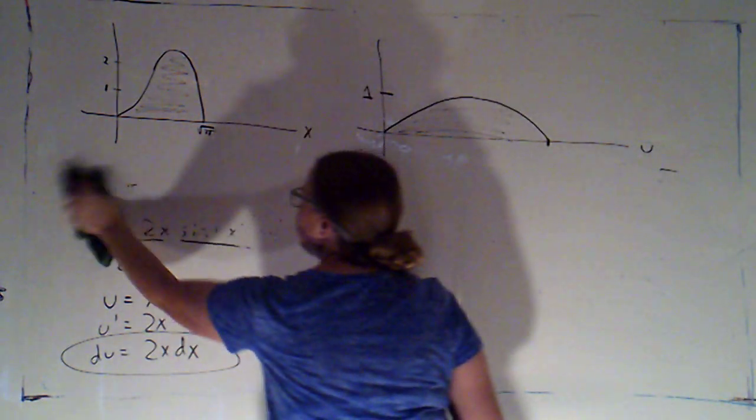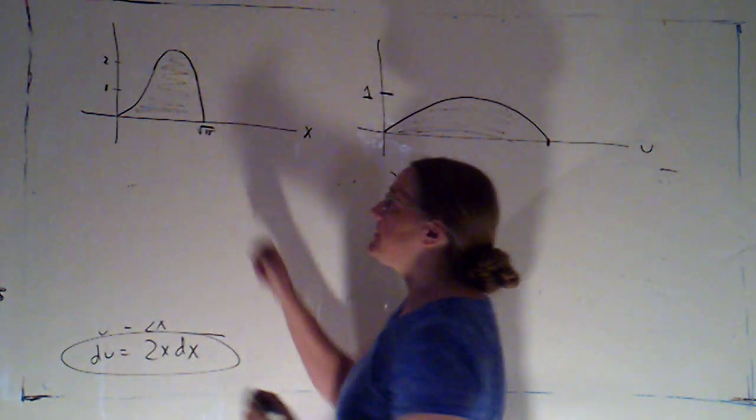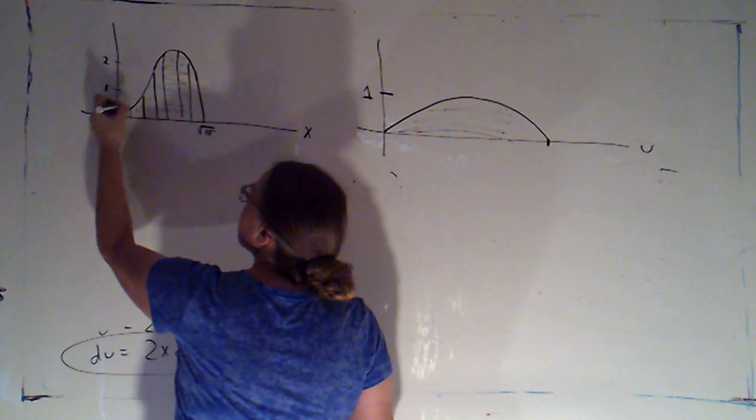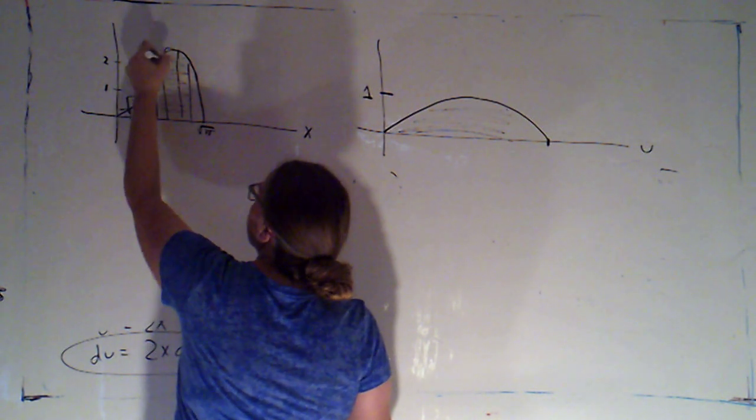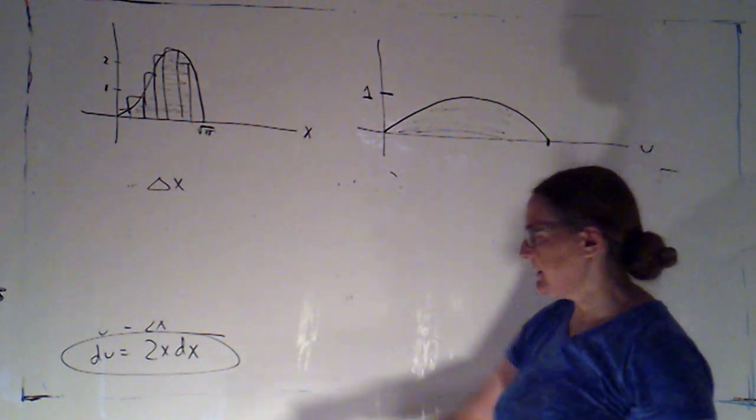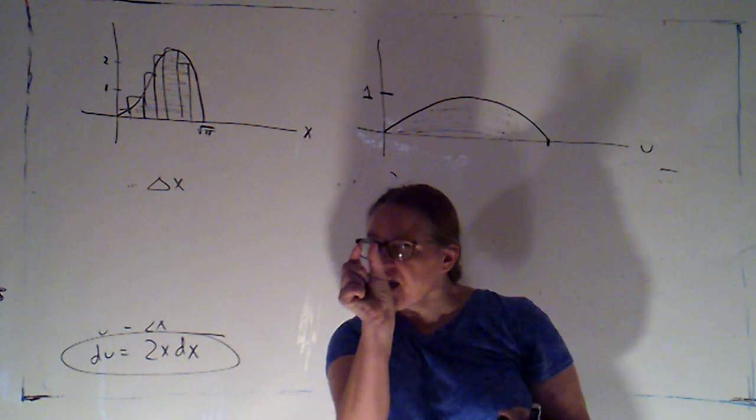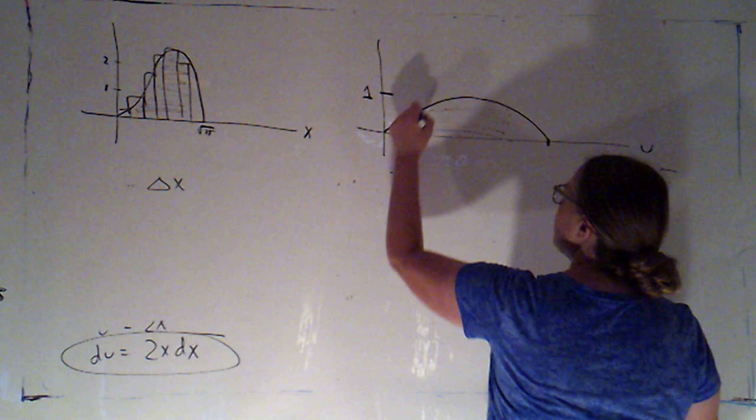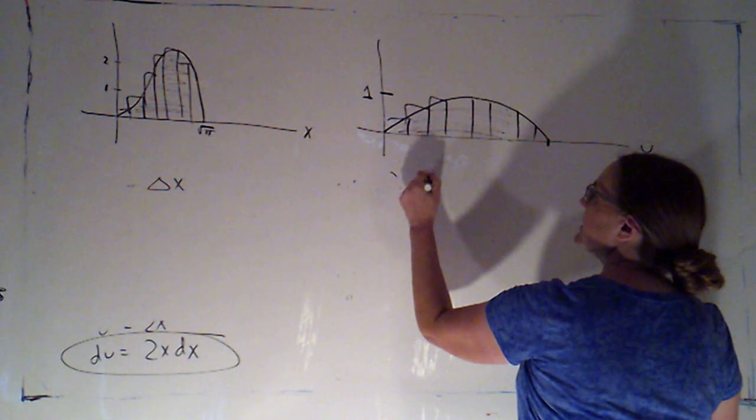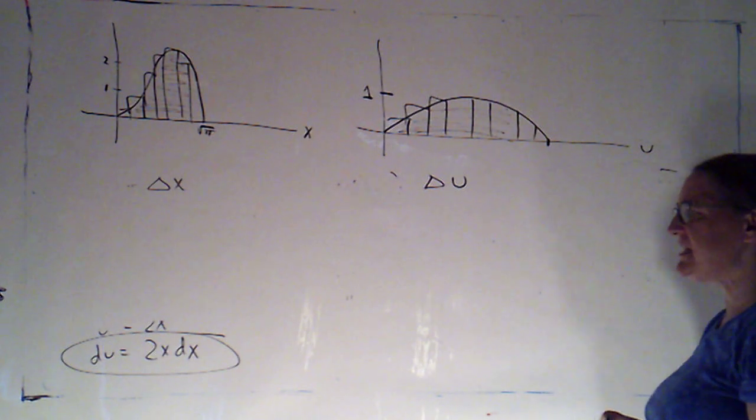because this came to us from the limit of a Riemann sum. So if I were creating a Riemann sum over here, I would have chopped this up into little pieces and created some rectangles, and the base of each piece would be a delta x. And then when I take the limit of that, that becomes a dx. So it really is coming from a small change in x. Here, if I did a Riemann sum, I'd be chopping things up into pieces, but the base of each piece would be a small change in u. And then when I take the limit of that, that delta u becomes a du.